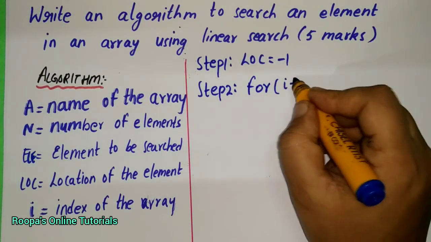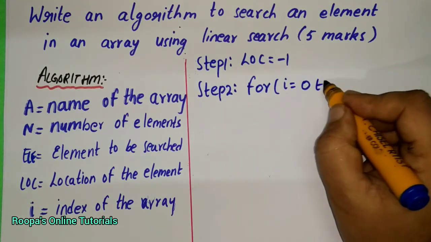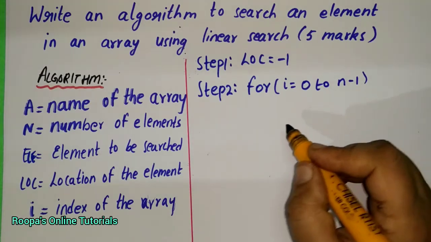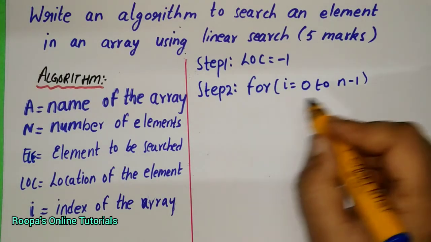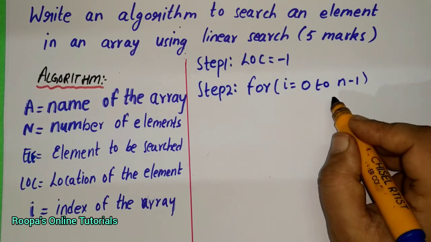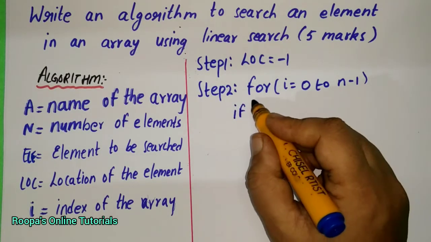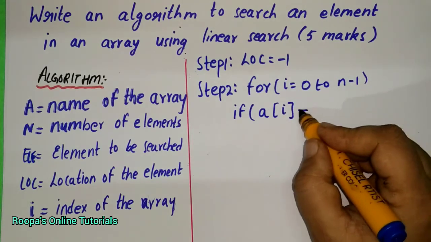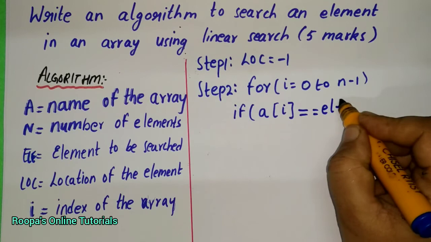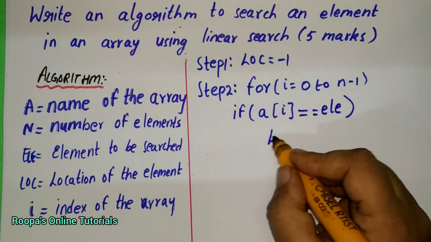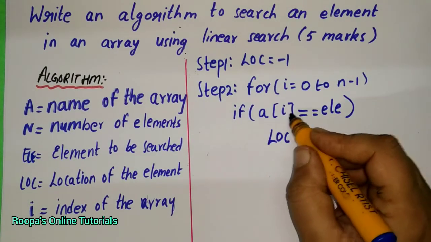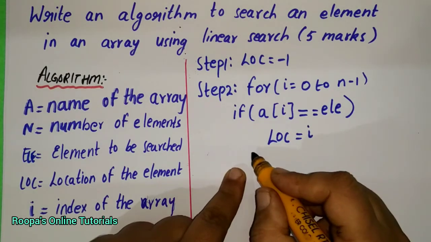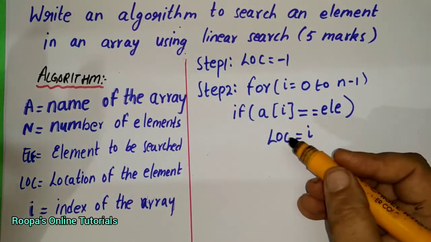So what is the first element? We have for I equal to 0 to n minus 1. Okay, we need to put the brackets for I is equal to 0 to n minus 1, the last element of the array. Okay, now we are going to compare each of the element, isn't it? So if A of I is equal to the element, yes, then what is the location that we have got? This location, I is the location. And then we need to go to the next step, because already we found the element, isn't it?